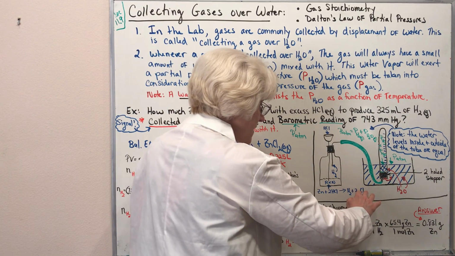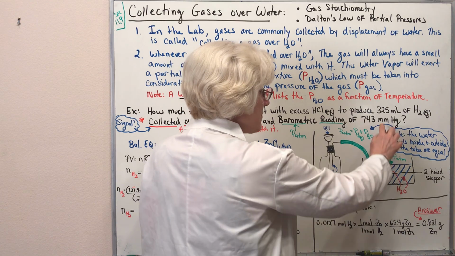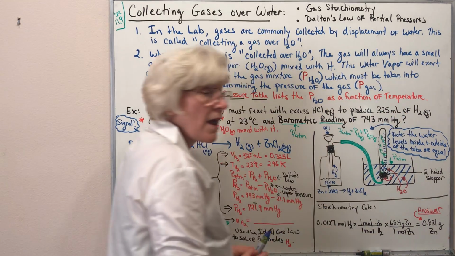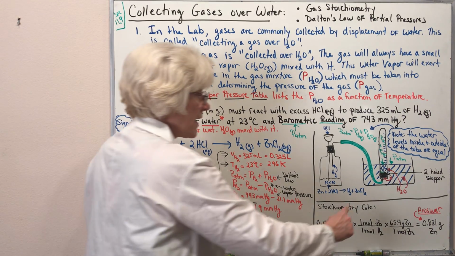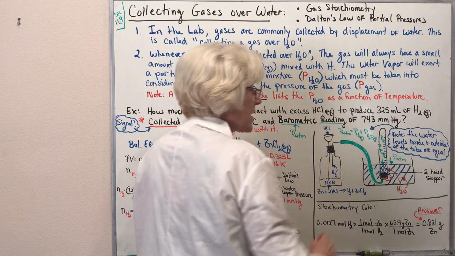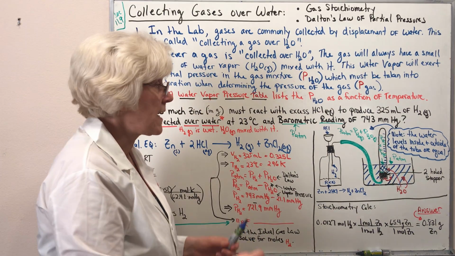The reaction will continue until we have generated, according to this problem, 325 milliliters of hydrogen gas. And we measure that hydrogen gas using the markings on the tube, right?